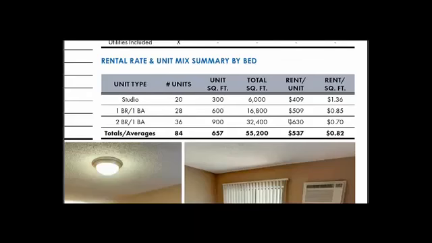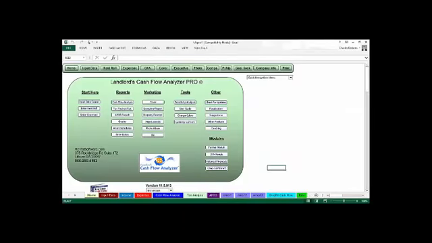I've got three types of units. I've got a studio with 20 units, and it's got 300 square feet, and the average rent is $409, okay? Then I've got a one-bedroom, one-bath, and that is 28 units at 600 square feet, and that's $509. And then I've got a two-bedroom, one-bath, that's 36 units at 900, and that's $630, okay? So what I'm going to do is I'm going to jump on over here to the cash flow analyzer.